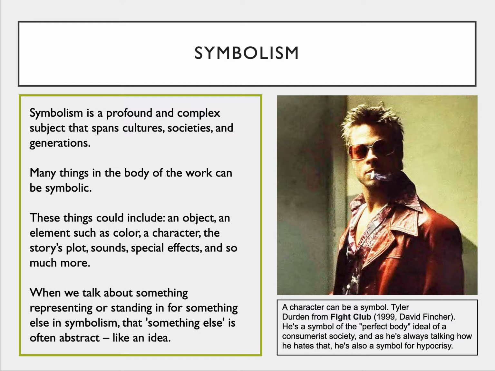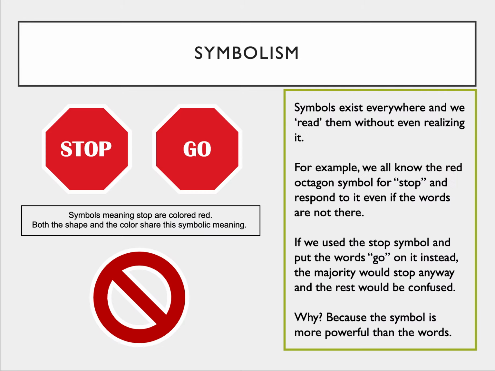Now, symbols can be things like an object or a color, a character, the plot, sounds, special effects. They can be materials that are meant to represent or look like other materials. The way you lay out your floor plan can have a flow to it that's symbolic. Whenever we talk about something representing or standing in for something else, that something else is usually abstract. That's why we covered abstraction, and tying this all together, that's why abstraction is an essential part of design.